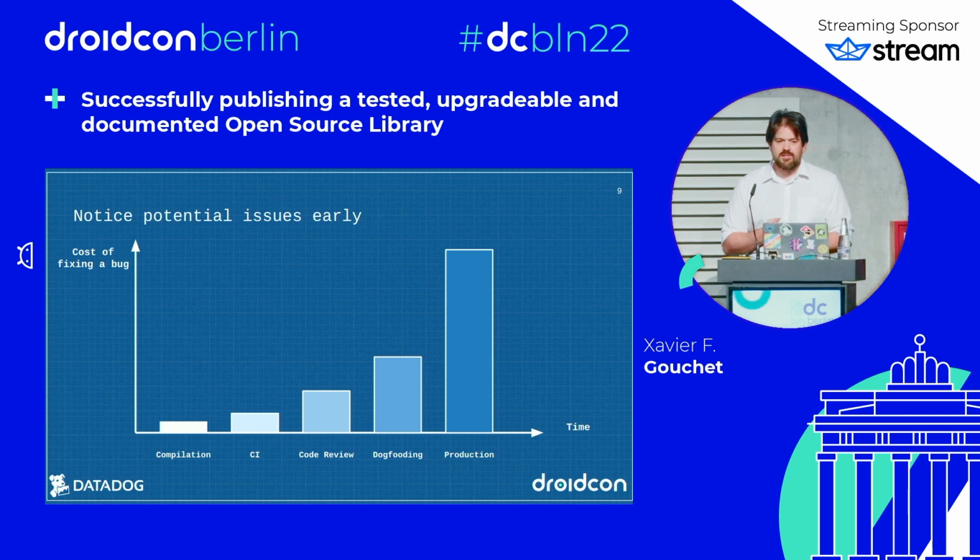One of the key things is that we need to notice the potential issues from our SDK as soon as possible. This is a graph that says basically what's the cost of fixing a bug depending on how late you find the bug. If you find it during completion time or development time, it's very easy to fix. If you wait for CI or code review, it's going to be a little bit harder. When you wait for dogfooding, it's going to be much, much harder, and production, it's going to cost a lot.